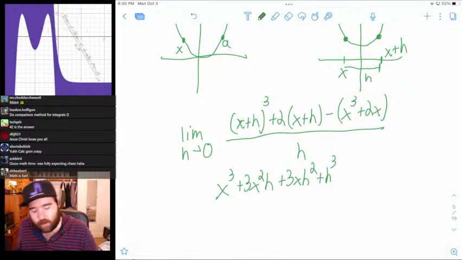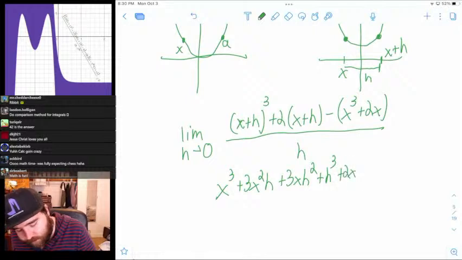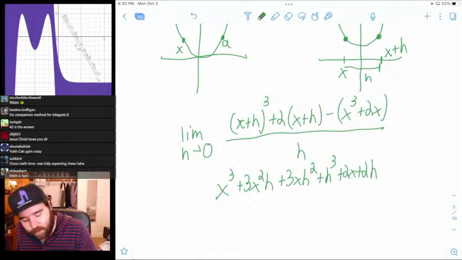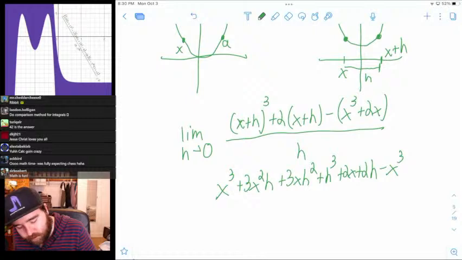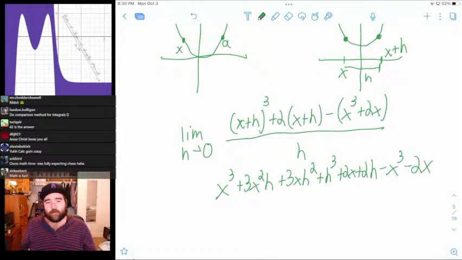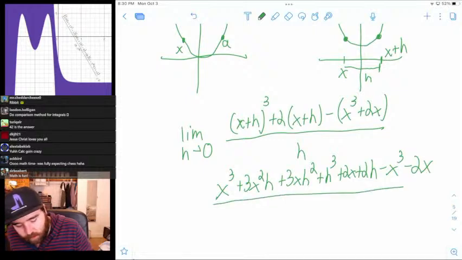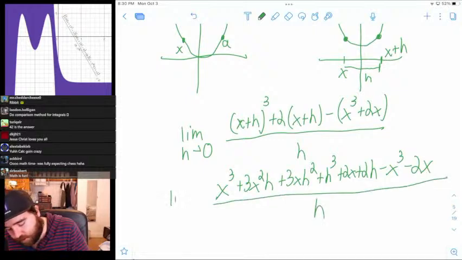And then we distribute the 2. So plus 2x plus 2h minus x cubed minus 2x. Distribute the negative. And all of that over h. And of course, the limit as h approaches 0.